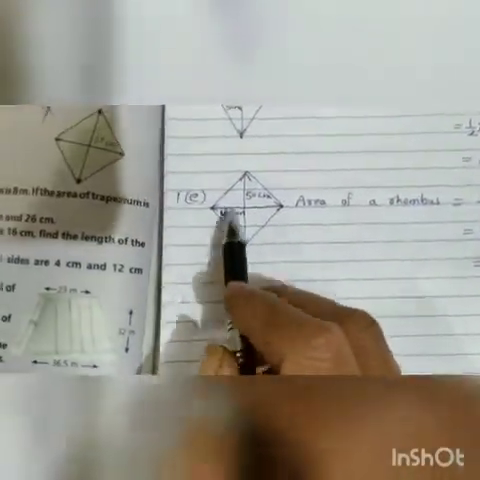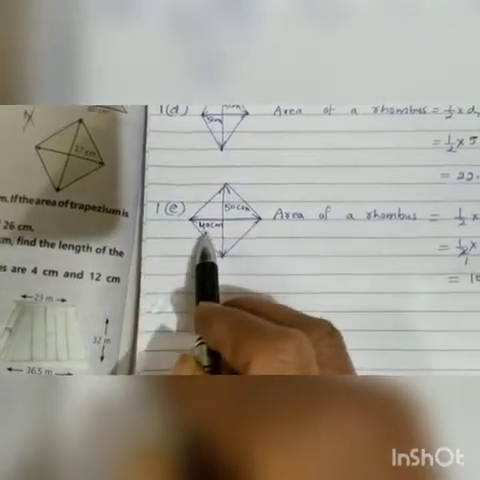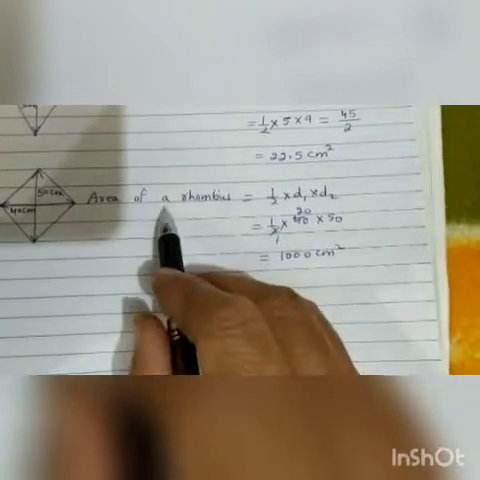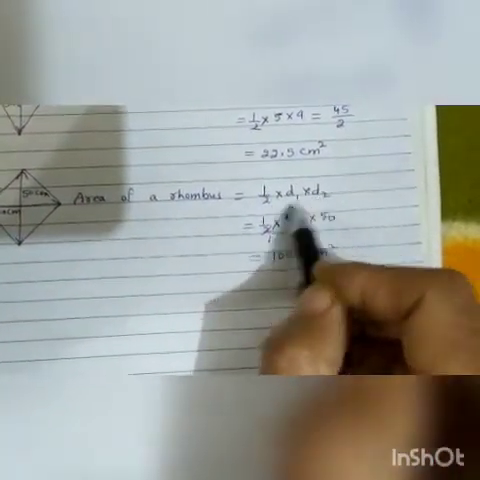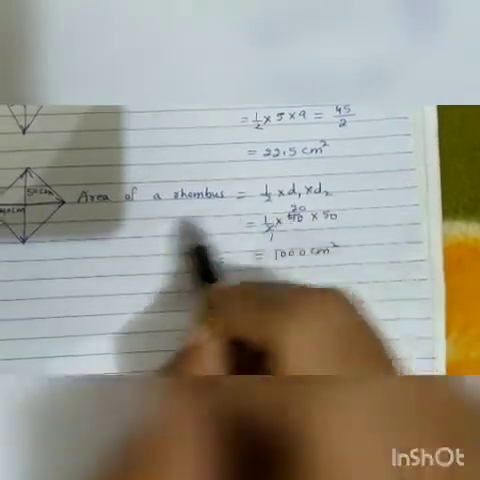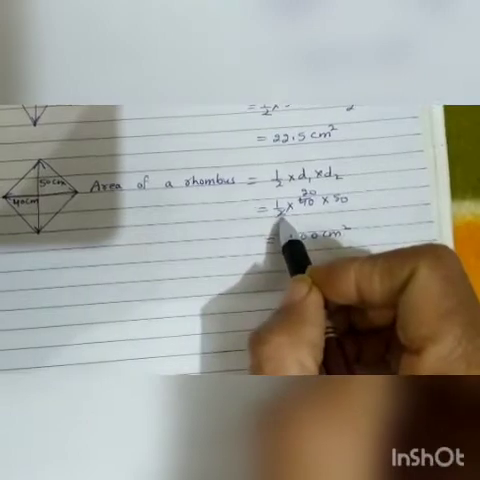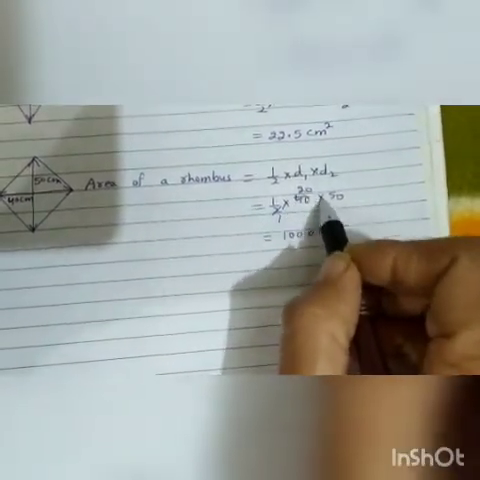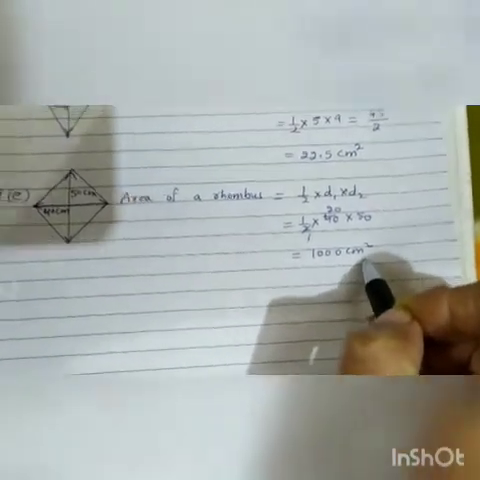Next figure E. Again it is also a rhombus in which the first diagonal is 40 centimeter and the second diagonal is 50 centimeter. So again area of rhombus is equal to 1 upon 2 into D1 into D2. 1 upon 2, D1 is 40 centimeter and D2 is 50. Simplify it. 2 ones are 2, 2 twos are 4, 0. Then 20 into 50. It is 1000 square centimeter.